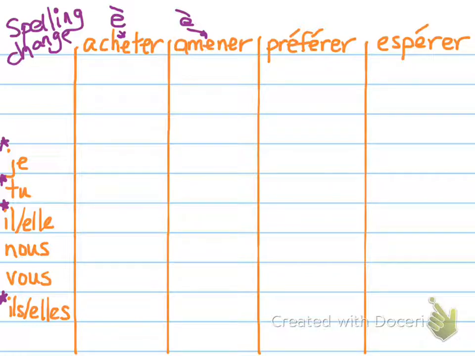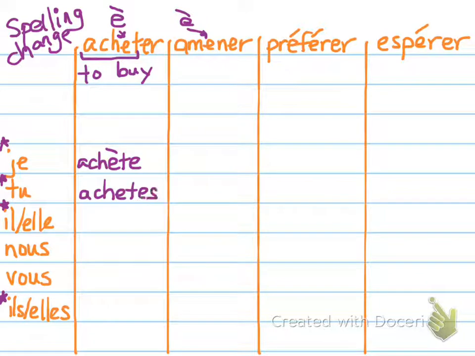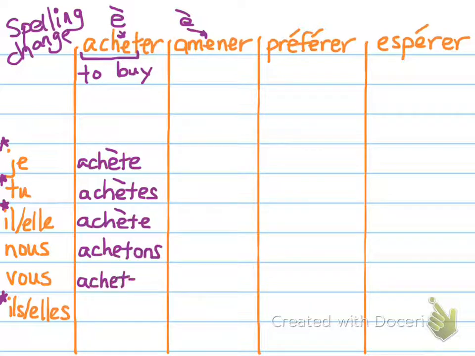So acheter means to buy. And so again, this stem is in all of our forms. And we add an E and that accent. We add an ES and the accent. We add an E and the accent. Now no accent on the nous and the vous. So we just add our ONS and we just add our EZ. And then again, we add our ENT and our accent.